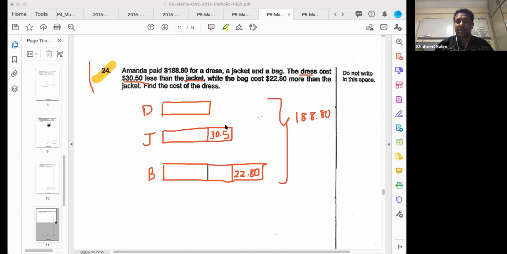So the first step is you take 188.80 minus this, but don't forget this part here, you know. You also need to minus this $30.50. Why do you need to minus? I show you now. Watch. You minus 188.80. You minus this one. But you must also minus. Okay, this one will disappear.